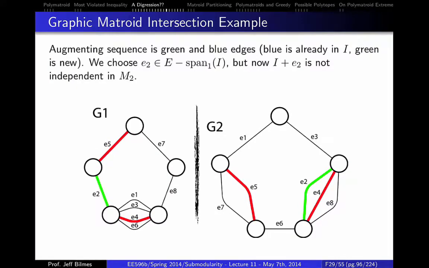So what do we do? Let's choose... let's do this. Let's use this augmenting path algorithm. So let's choose E2. So there we are.